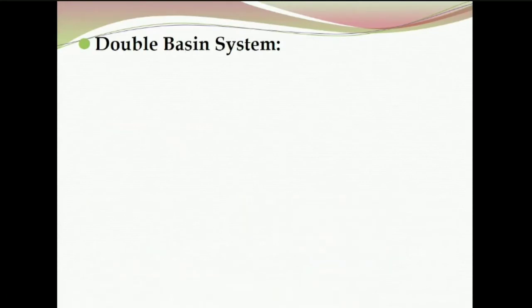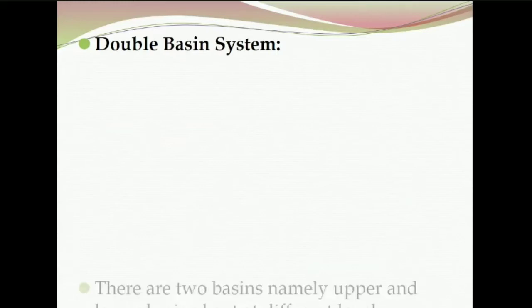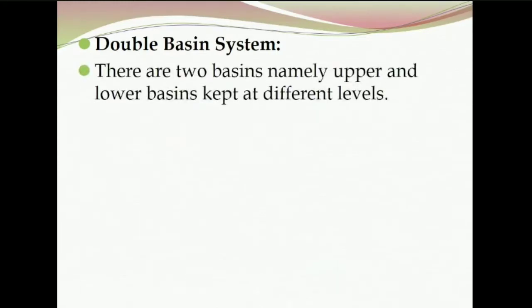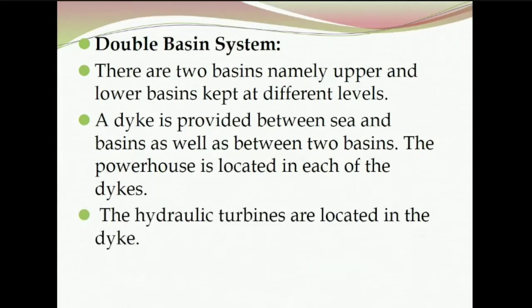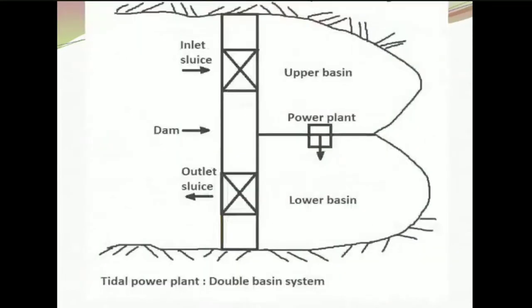Next general classification is the double basin system. So far we were discussing single basin system and its classification. Now we are going to study about double basin system. There are two basins, namely upper and lower basins, kept at different levels. A dike is provided between sea and the basins as well as between two basins. The powerhouse is located in each of the dikes. The hydraulic turbines are located in the dike.